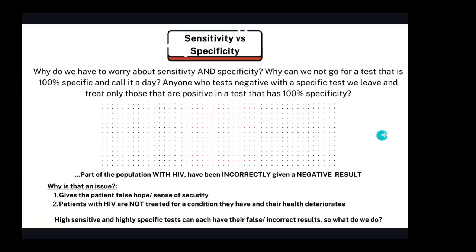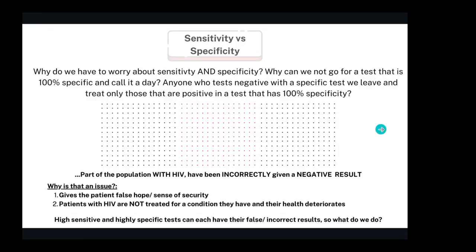So the problem with relying on a test that is highly sensitive only or highly specific only is that there's going to be a portion of the population who's going to be given a false result, whether it be false positive or false negative. And that can result in, if it's a false positive, panic for the patient and a waste of resources if you decide to treat it. And if they're given a false negative result, then they won't seek the medical attention that they need. And obviously their health is going to deteriorate, and it's going to be very problematic, right?